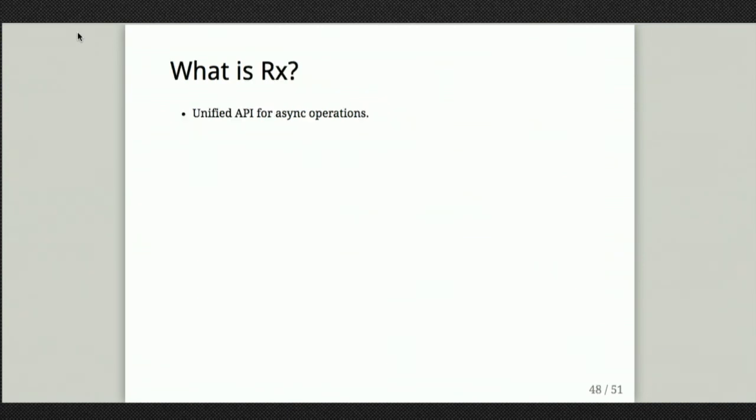So it's a unified API for async operations, sure. But it's also something that allows both the consumer and the producer to have control, right? If you're listening to a stream, you can decide when you want to stop listening. If you are the producer, you can say, well, there are no more values coming, right? You can control that from both ends, which is really nice.